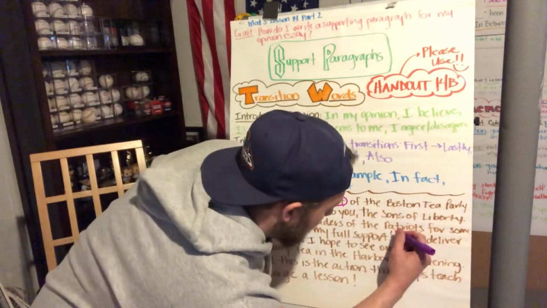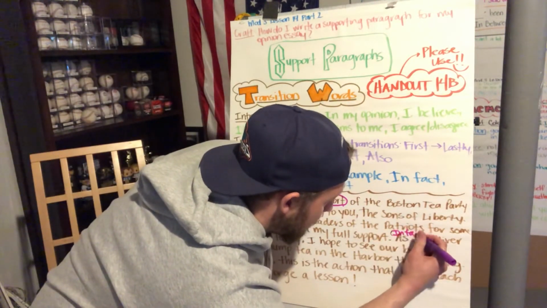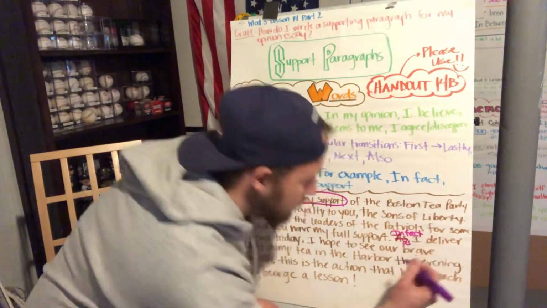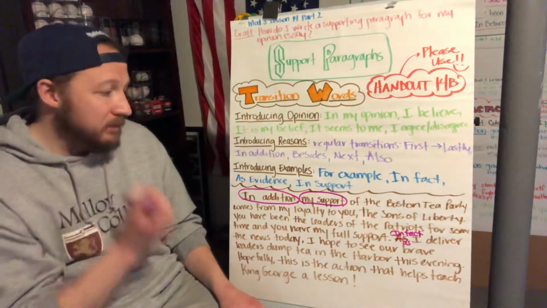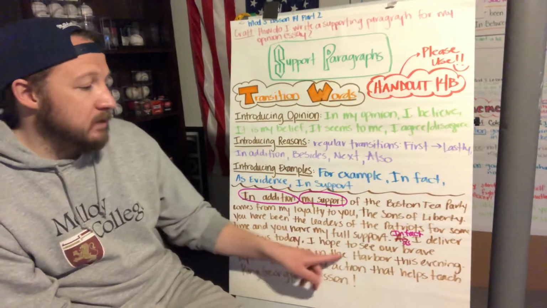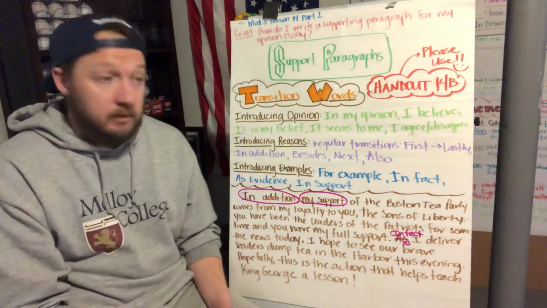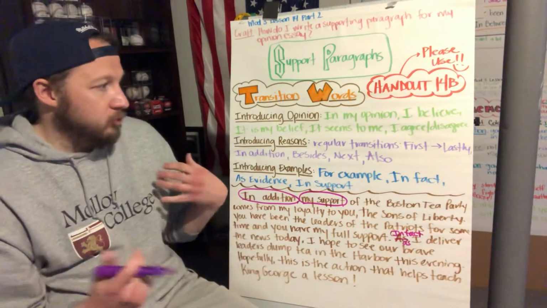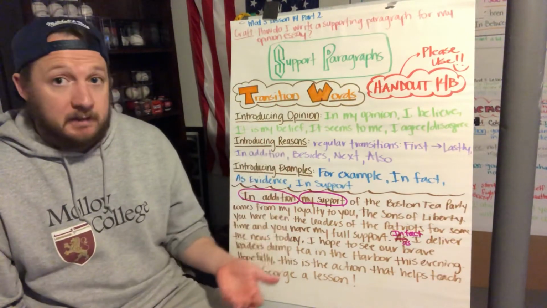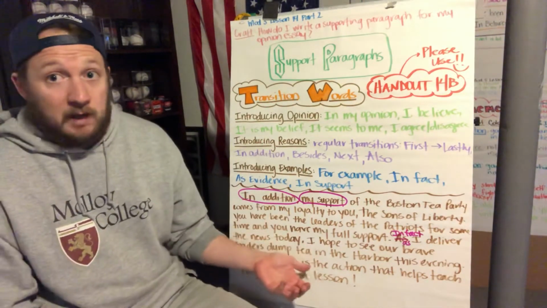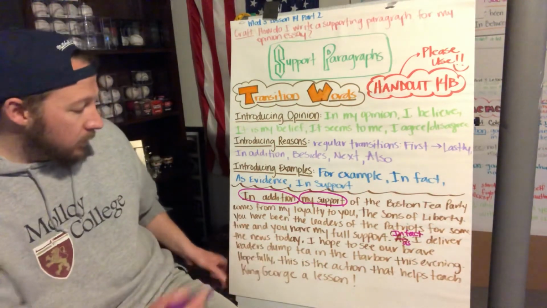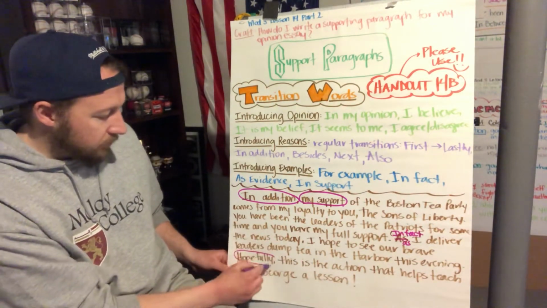So I'm going to do that. I'm going to add "in fact," and make my "as" lowercase: in fact, as I deliver the news today, I hope to see our brave leaders dumping tea in Boston Harbor this evening. And that right there is a strong example. And I've already given my reasons, I've given my examples, and I've kind of elaborated there too. But I also elaborate here in this last sentence by saying "hopefully," which is a transition word as well.